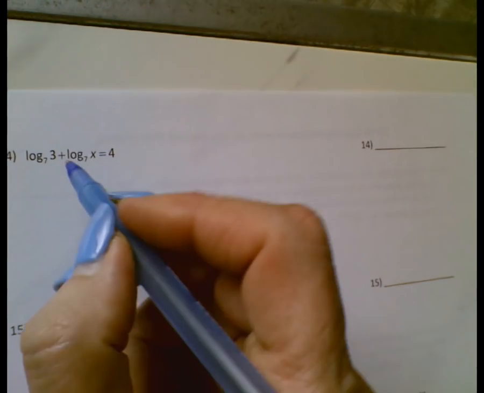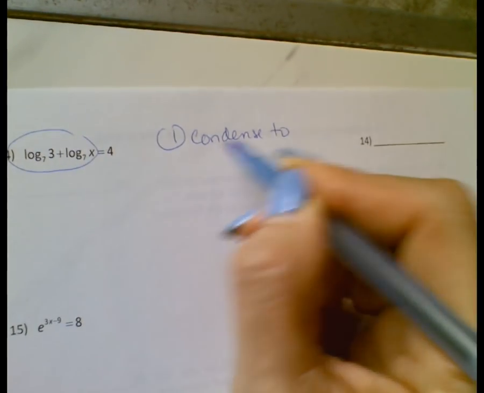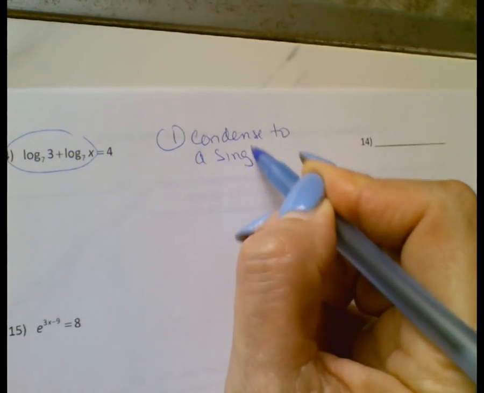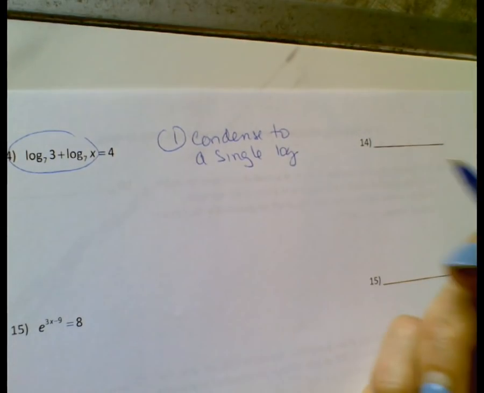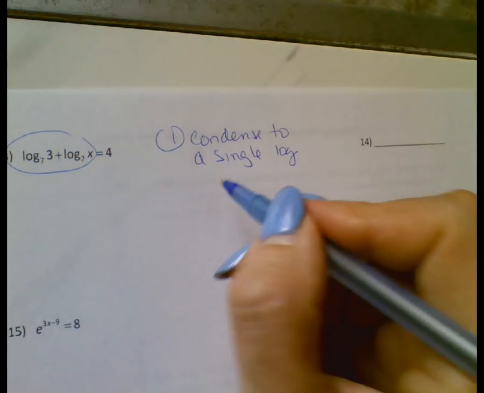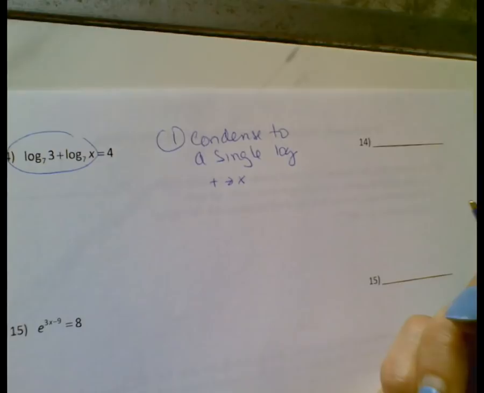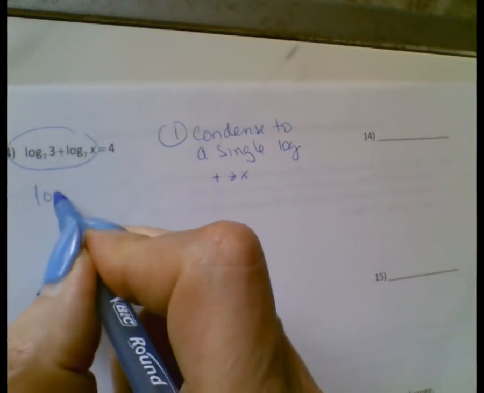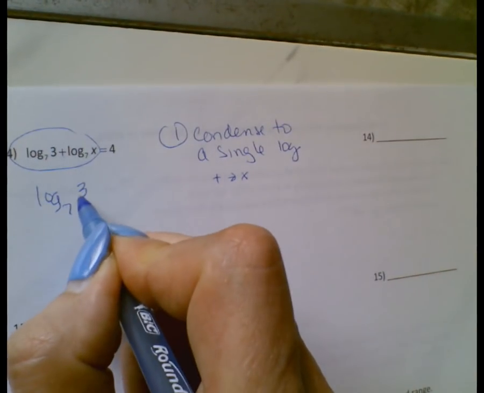Okay, third page, 14, we're still solving. We have 2 logs on one side. Anytime you have 2 on one side, you have to condense to a single log. So since there's a plus sign, we're going to be multiplying. Addition means multiply. So we're going to write log base 7 once, and we're going to multiply 3 and x.